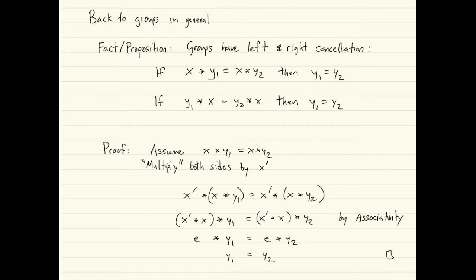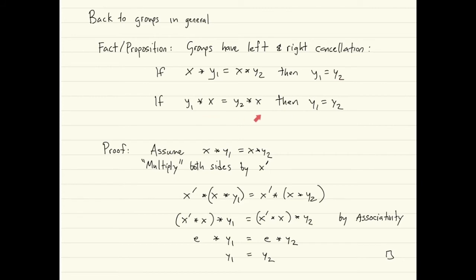And then because multiplication, or this star operation, is associative, that's one of the axioms of being a group, then x prime times x is equal to the identity element. Similarly, here is the identity element. The identity element times y1 is y1. That's the definition of being an identity element, and likewise for y2. So we get y1 equals y2, which is the conclusion.